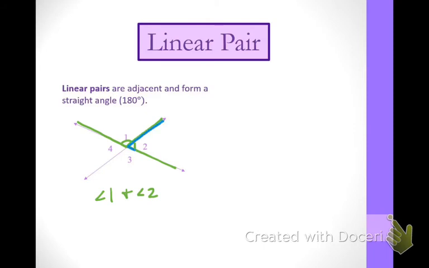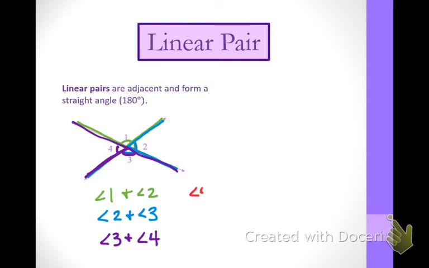In a different color, angle 2 is also linear with angle 3. So angle 1 and angle 2, angle 2 and angle 3. Just following the pattern, what else do you think angle 3 is linear with? Angle 4. And then there's one more. Angle 4 and angle 1.